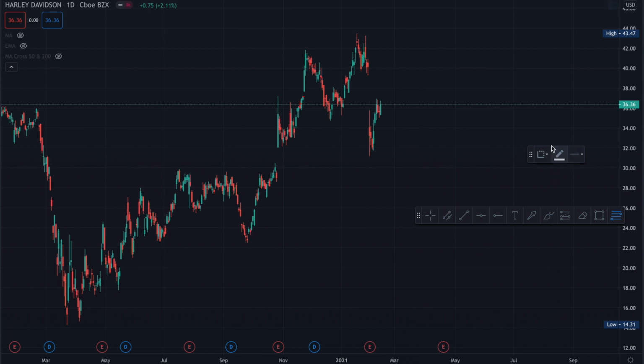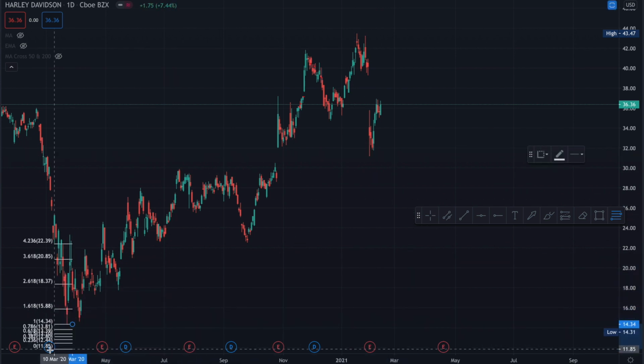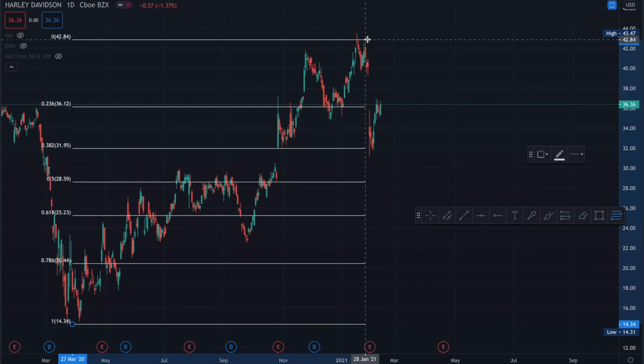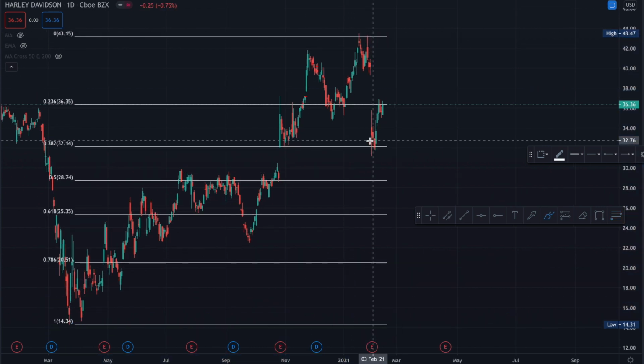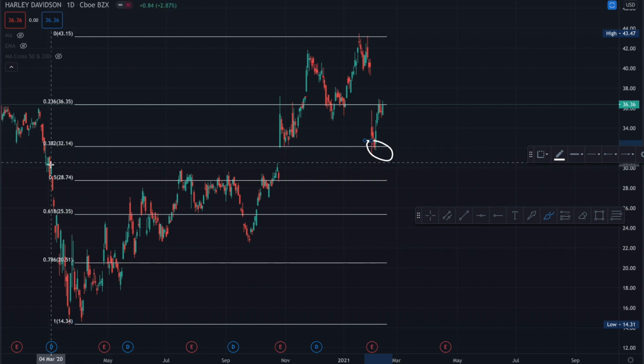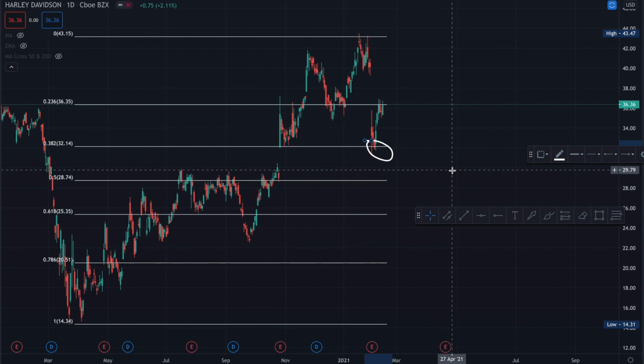So I found this stock, Harley Davidson, when it was around this area. I took the Fibonacci retracement indicator and found the swing low and swing high. When it dipped around this area, it was around the 38% Fibonacci level. As we said, we should never use Fibonacci retracement alone. We need to use other indicators with it.